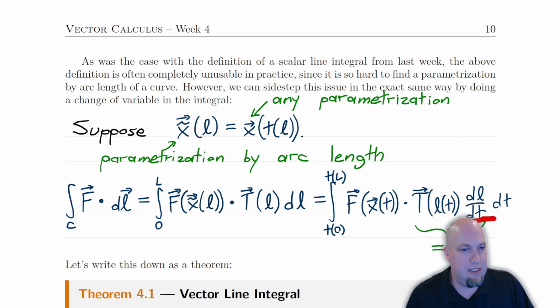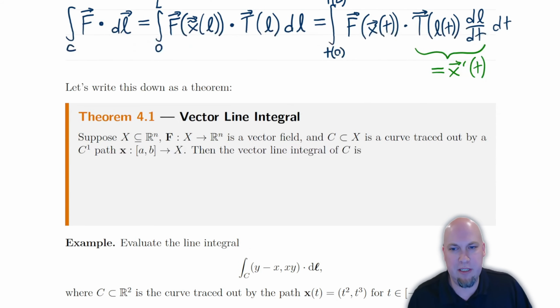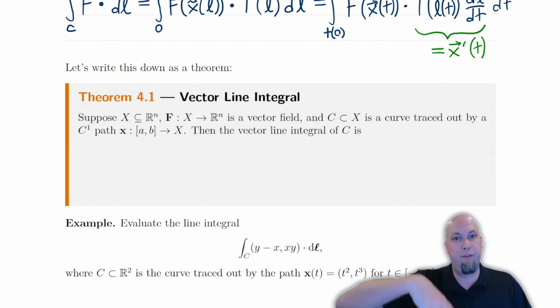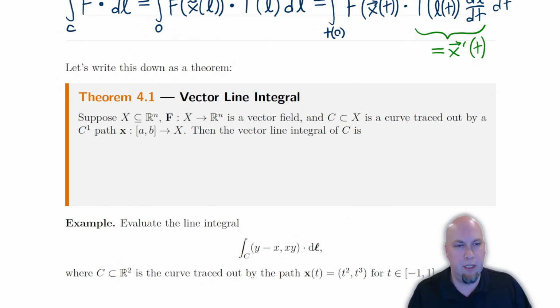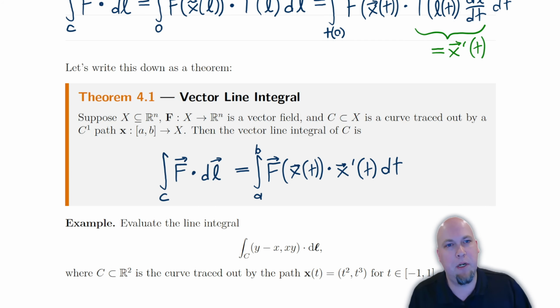Well, it's just velocity divided by speed, which is what dl by dt is. So this whole thing over here, that's just the velocity vector. And then when you put this all together, here's a version of the definition that we saw a moment ago, but turned into an actual computationally useful thing that doesn't rely on parameterization by arc length. It just works with any path.